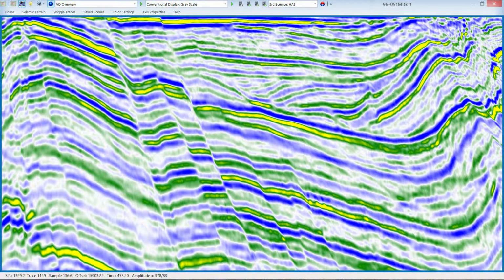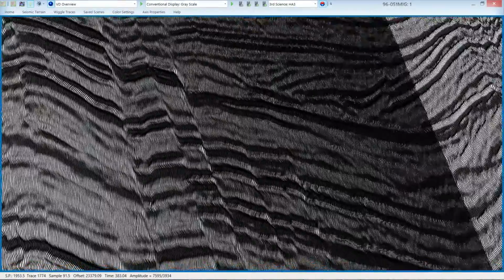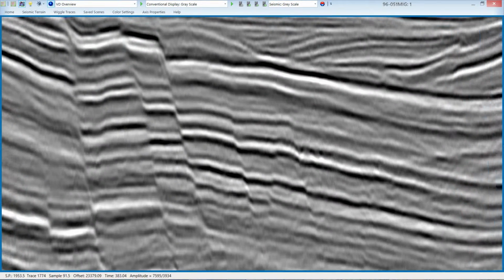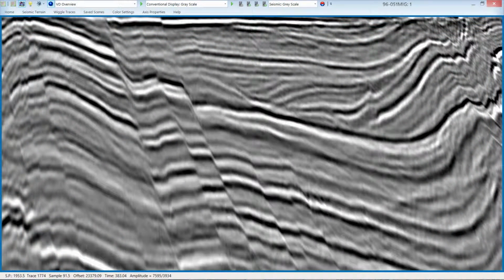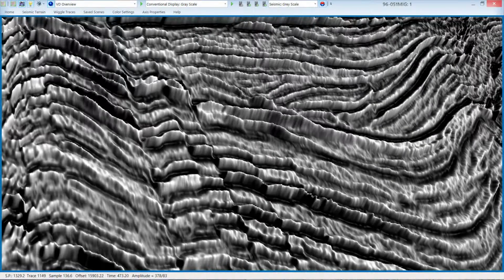But today, to see amplitudes, we use a variable density display. To see character and waveform, we switch to a wiggle trace display. And if we need to see faults, diffractions, noise trains, or even steeply dipping beds, we switch again to a grayscale display. Three different displays for three different aspects of the wave field.